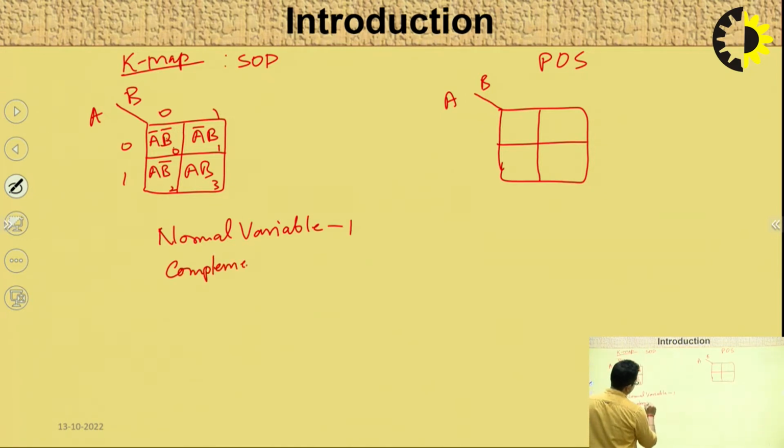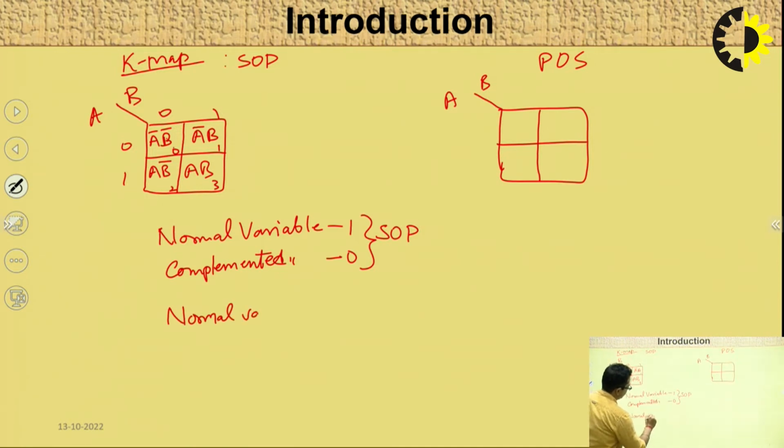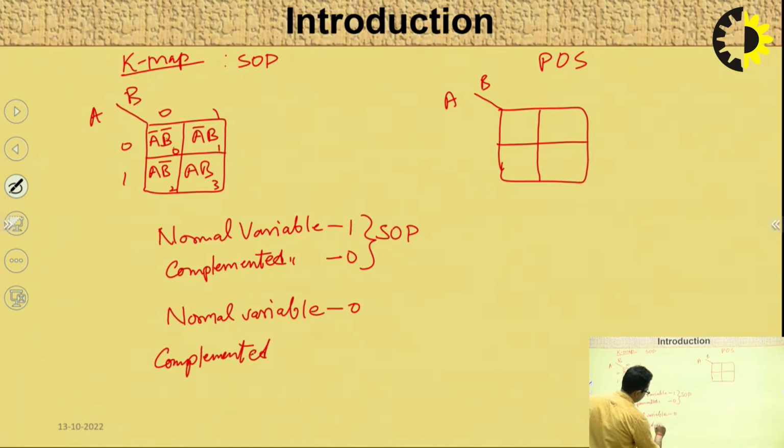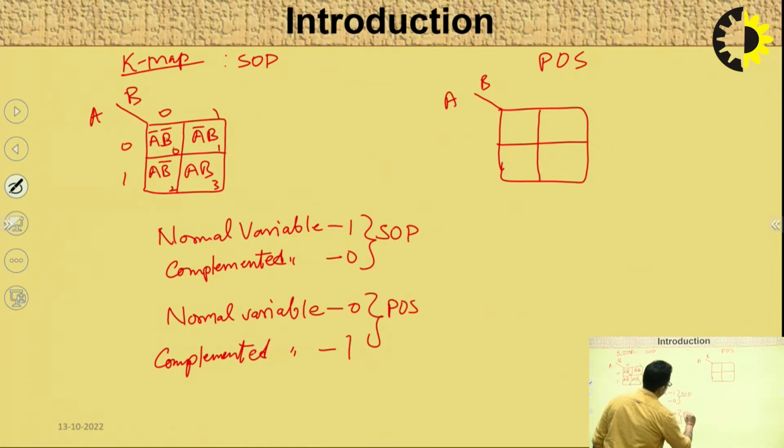Complemented variable means it is having a value of 0. Similarly, we are talking about the SOP. Similarly, if you are talking about the POS, the normal variable gives us a value 0, whereas the complemented variable gives us a value of 1. This is for the product of sum form.